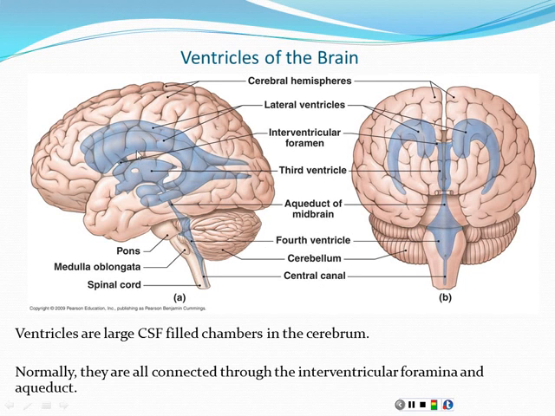Now, in the normal person, the ventricles are all connected. Because as we'll see here in a minute, cerebrospinal fluid is created inside of these ventricles, so it has to flow from the inside of the brain to the outside of the brain so that it will be reabsorbed. In the condition called hydrocephalus, which some of you may have heard of, there's a blockage in the flow of CSF from the ventricles into the subarachnoid space on the outside of the brain. And essentially, it causes the brain to swell.